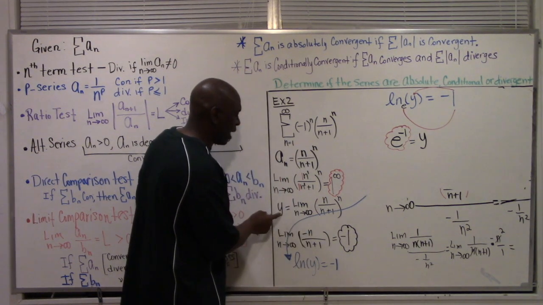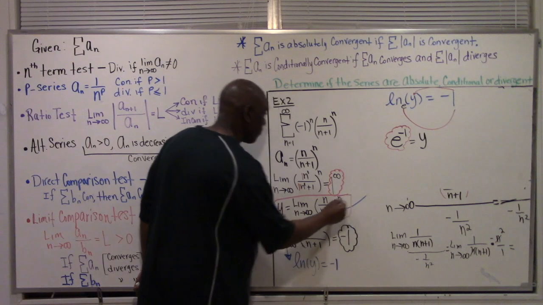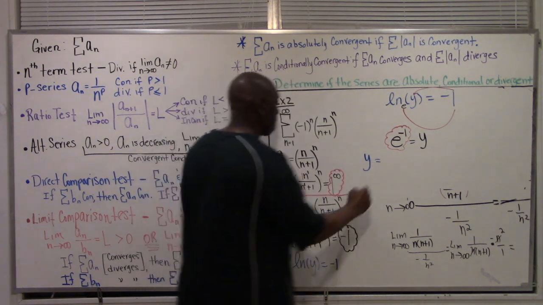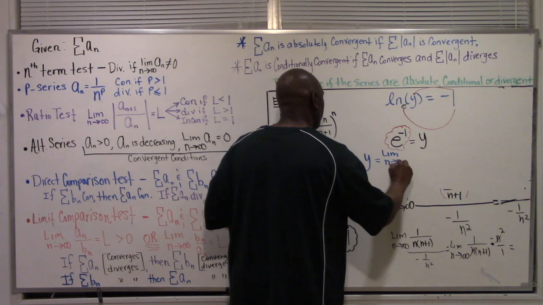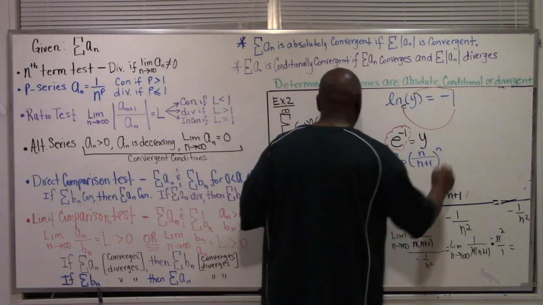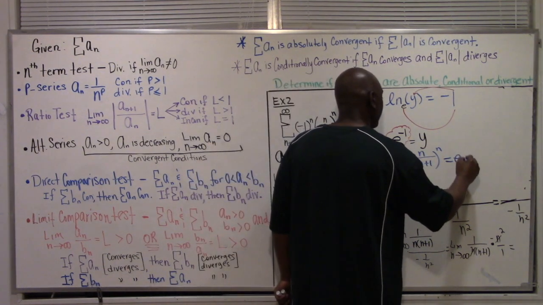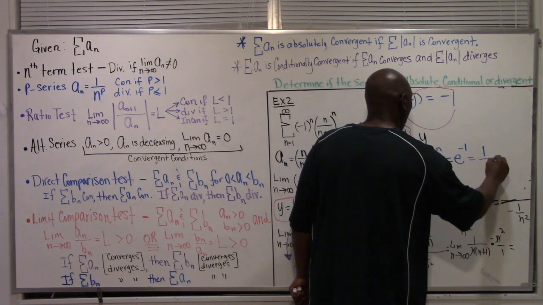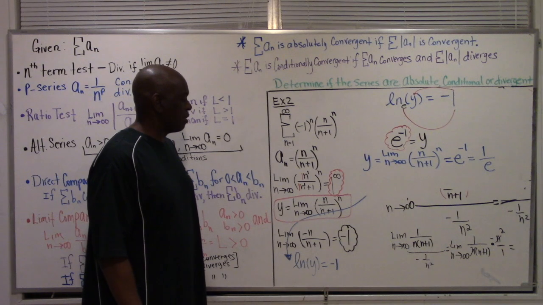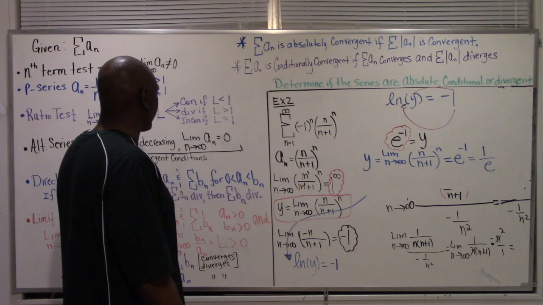Likewise, you know what y is right here. Now go back and grab it right here. Y is the limit as n goes to infinity of n divided by n plus 1 to the power of n, which equals what y is up here. E to the negative 1, which equals 1 over e. And what do you know about 1 over e?